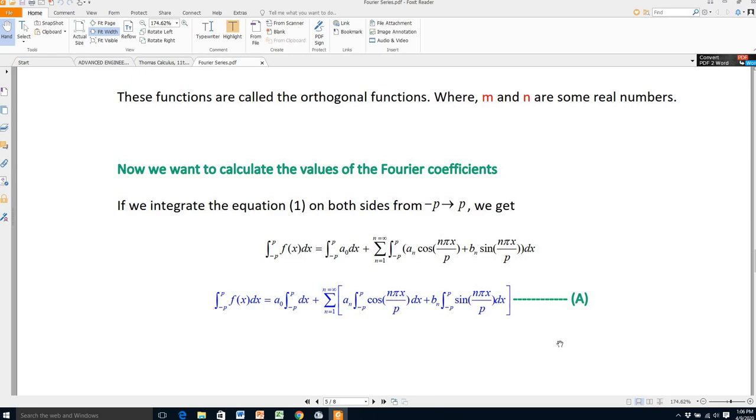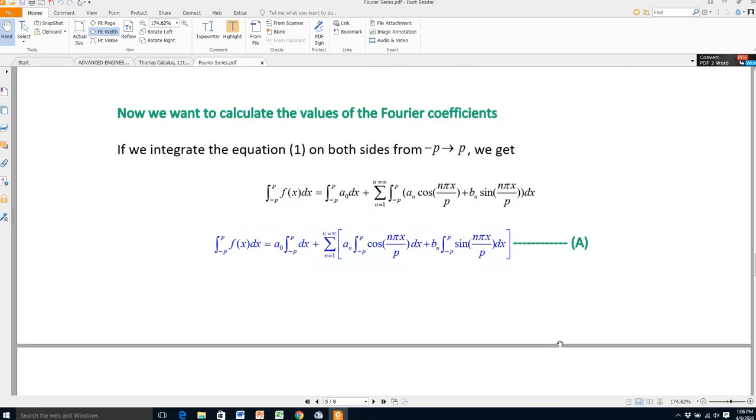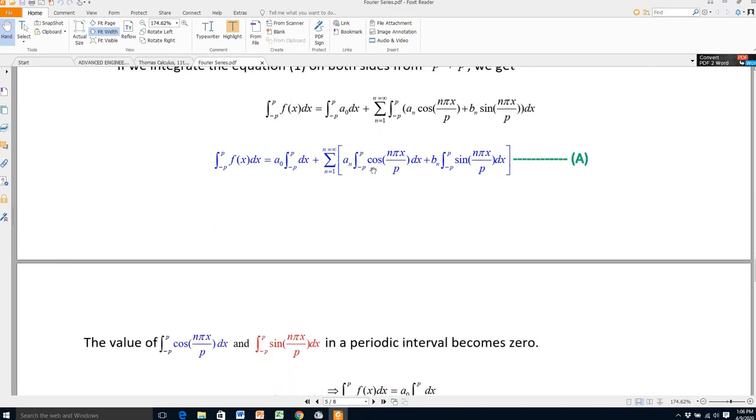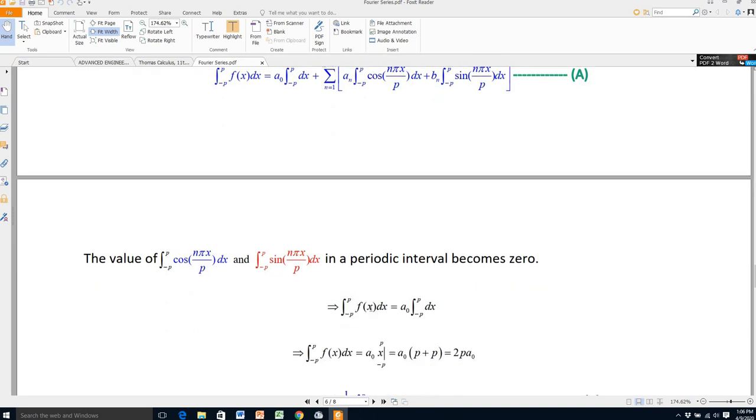You see this. If you feel any problem, then you solve this and send it to me by WhatsApp. I am explaining to you. So this total expression becomes 0. The only expression that remains is a naught integral from minus p to p dx. The integrals from minus p to p of cos(n pi x over p) dx and sin(n pi x over p) dx over a periodic interval become 0. So the remaining terms are the integral from minus p to p of f(x) dx equal to a naught times the integral from minus p to p dx.